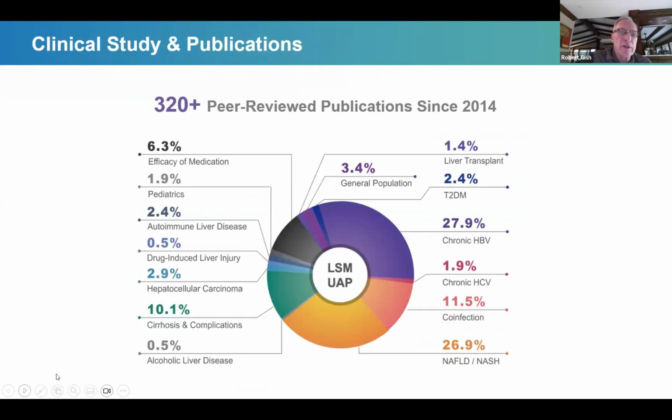Clinical studies and publications across a variety of even more rare conditions such as autoimmune liver disease. There's data in the pediatric population. I think you can even have more complex patients. You may have co-infection with different viral diseases, and useful in the liver transplant and general population statistics as well.